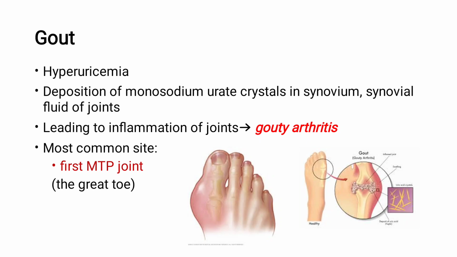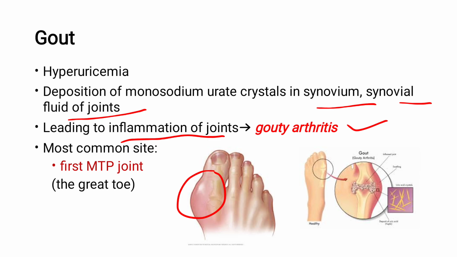Because of hyperuricemia, there will be formation of monosodium urate crystals, and they get deposited in the synovium and synovial fluid of joints. Because of this deposition, there will be inflammation of the joints leading to gouty arthritis. Gouty arthritis is the major symptom or clinical feature of gout. Usually the first metatarsophalangeal joint is the area affected by gout. This is the great toe joint.